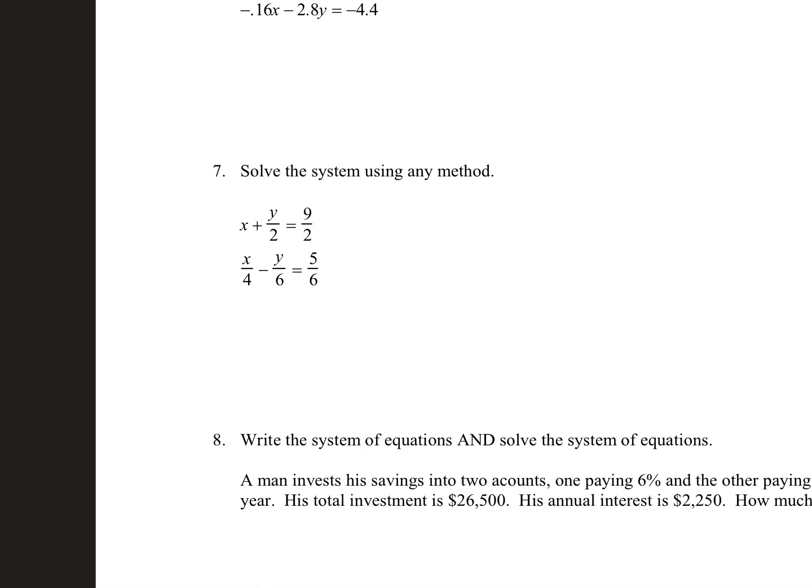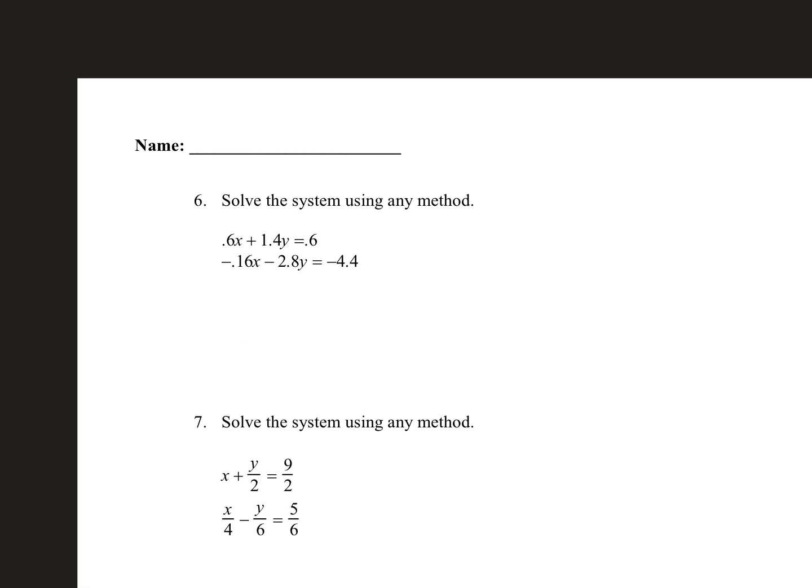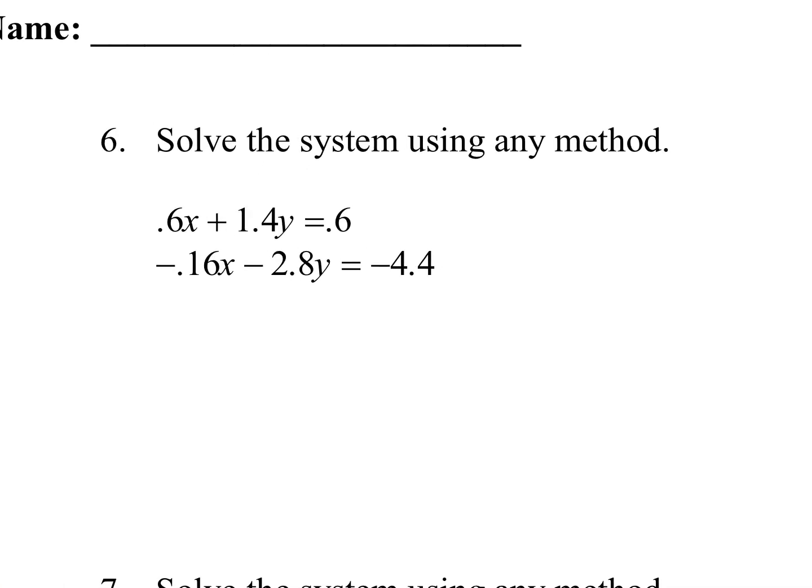Scooting along, a couple more of these. All right, we're kind of reviewing chapter 7-ish stuff right now. What do I do to the top equation? Multiply by what? 10. Good. We want to move that decimal point. So 6x plus 14y equals 6.